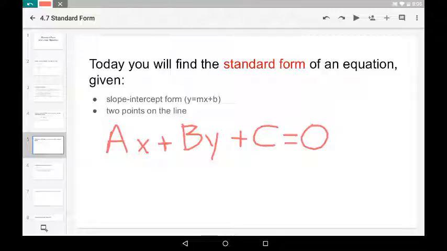Keep in mind that a, b, and c are all integers, which means they can't be fractions, they can't be decimals. A and b can't both be 0, because then you would just have c is equal to 0, which is not a straight line, that's just nothing. And a can't be a negative number, so it has to be a positive integer. So it could be anything 0 or above. It just can't be negative. If it is negative, you have to multiply everything by -1, every single term, so that you end up with a positive a value.